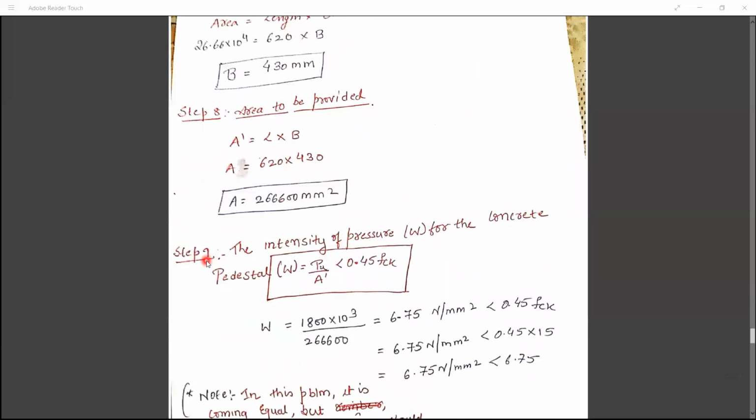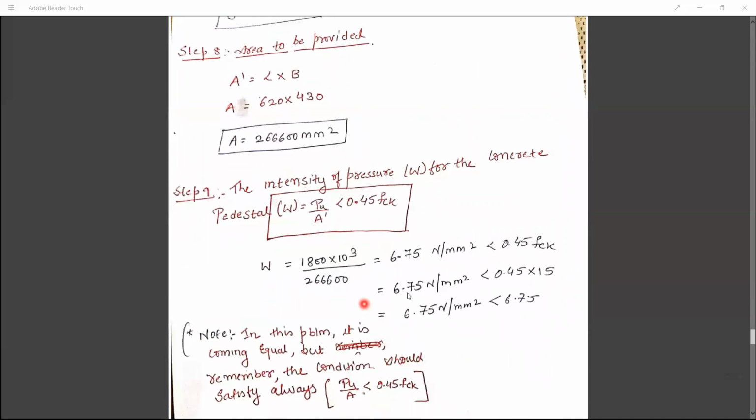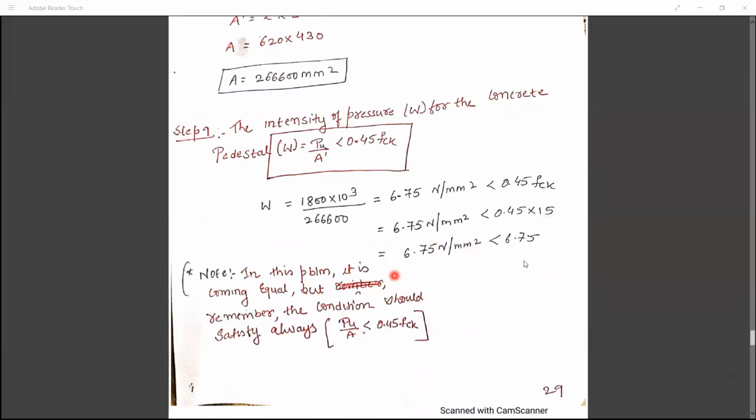So step 9 is intensity of pressure for the concrete pedestal. Intensity of pressure for concrete pedestal is W is equal to PU by A, less than 0.45 FCK. So W is 1800 divided by 26.66, that is 6.75 Newton per mm square, less than 0.45 into 15. See, sometimes it is coming the same, but it should come less than. Actually, if it is 6.75, it should come around 6.20 or something like that.